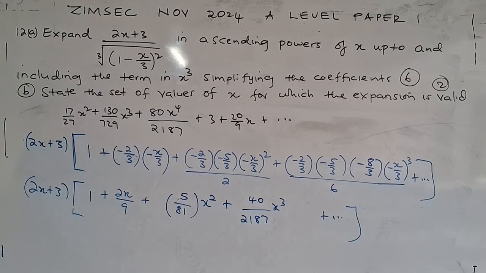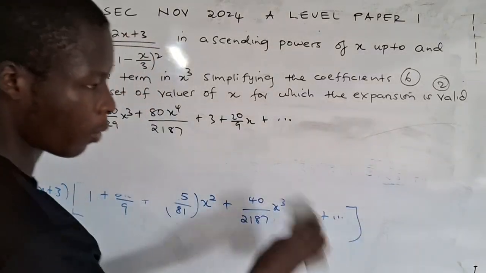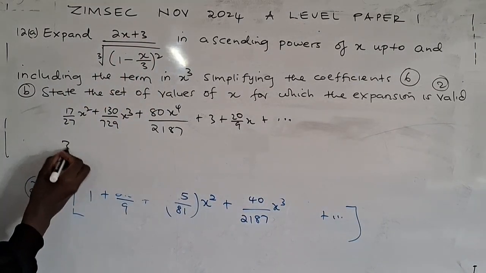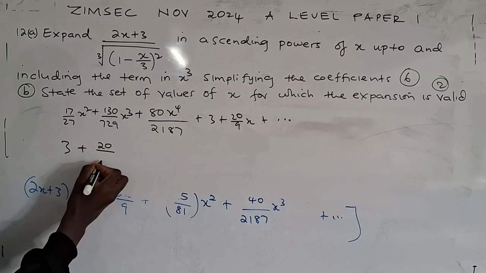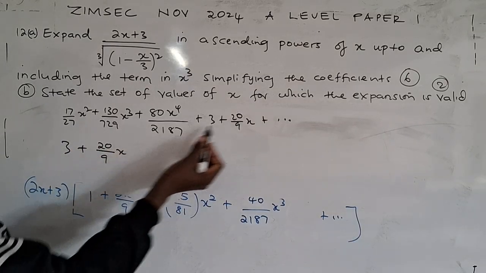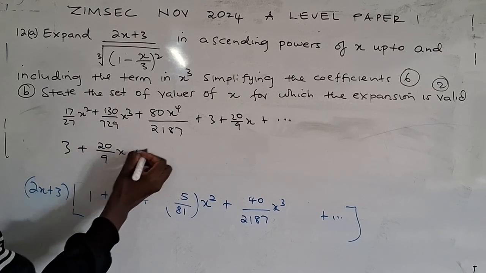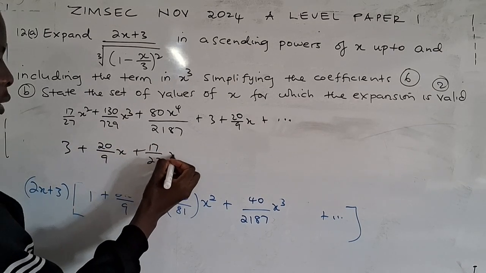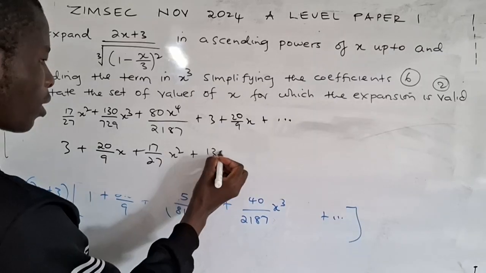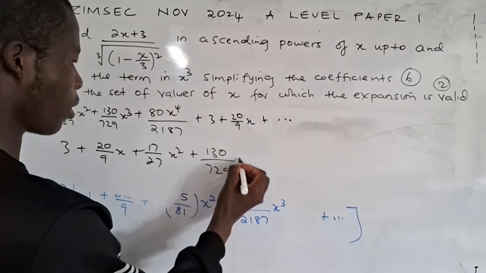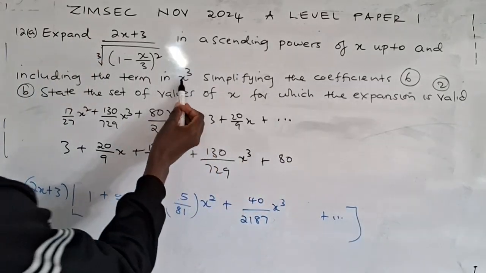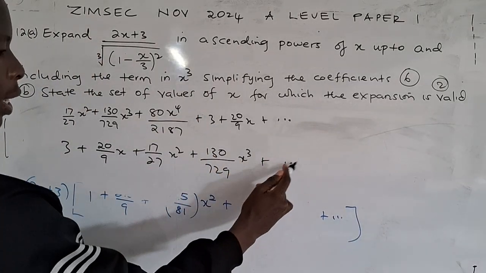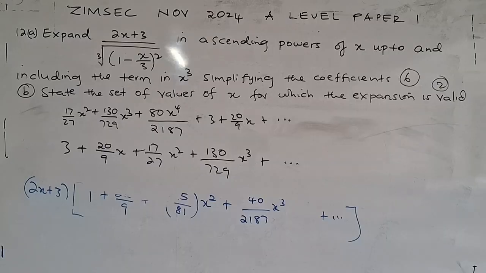Okay. So here we are. The final answer is nothing but this 3, okay, plus 20 over 9x, plus 17 over 27 x squared, plus 130 over 729 x cubed, plus 80. This is not necessary. They say it up to this one, so you can write like this because this is not necessary.